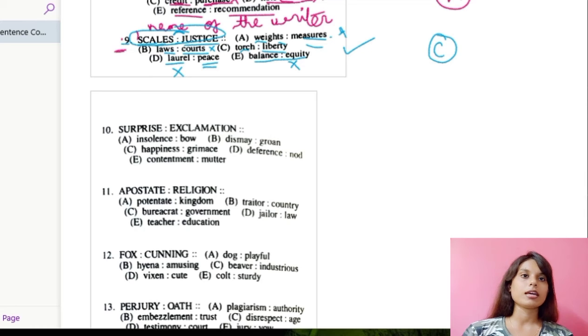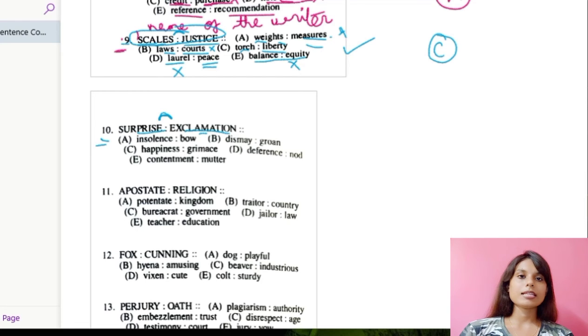Let us move over to the last question for today, that is surprise and exclamation. So surprise means you are surprising someone, you are shocking someone, and exclamation means you are exclaiming. You are extremely excited or you are extremely frightened, that's why you are exclaiming. Now we need to find this kind of a relation. What is the relation between surprise and exclamation? It's basically getting shocked, out of fear, out of happiness, out of excitement. So this kind of reaction we need to find between two words.